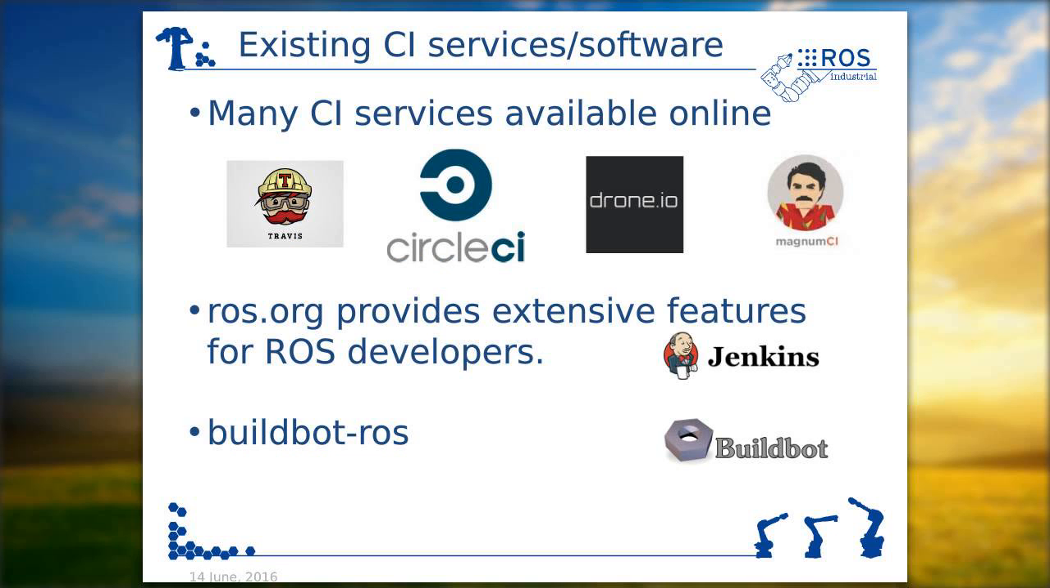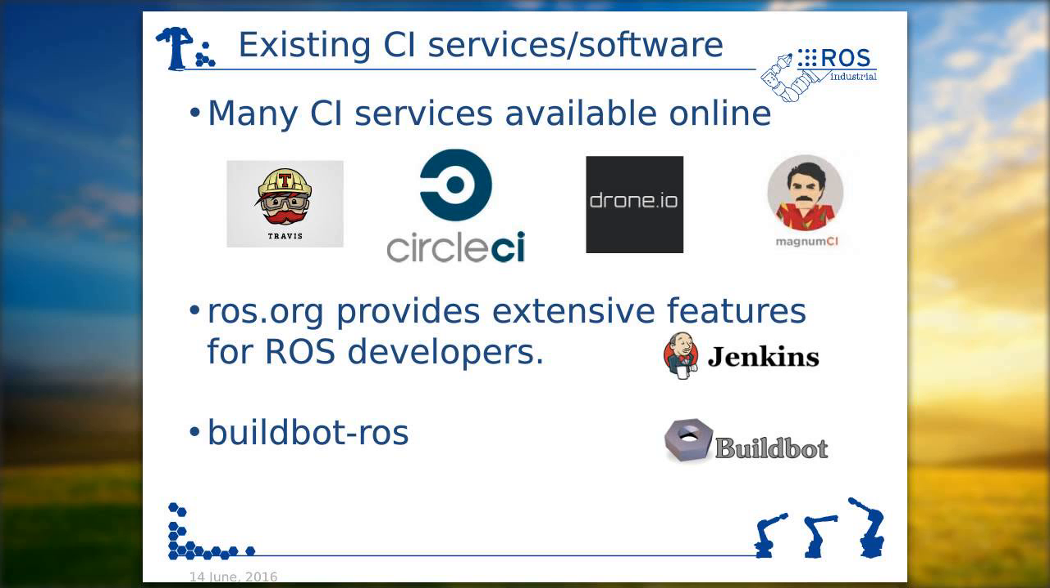So CI is implemented as software, and a lot of them are actually available online as services on the web. I've listed four of them here as an example, but there are quite a few available CI services. The one on the left, Travis CI, which is, I believe, based in Berlin, Germany. As far as I've seen so far, this one is the most used in the ROS community. And the ROS maintainer team at Open Source Robotics Foundation actually provides quite a good amount of features specifically for ROS developers.